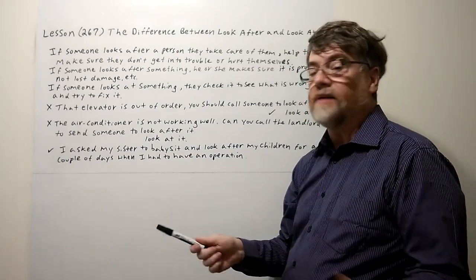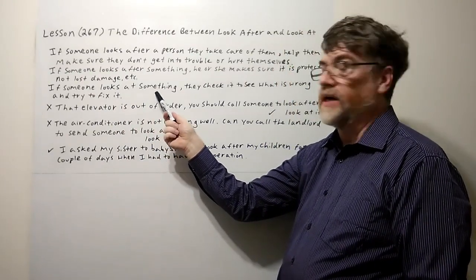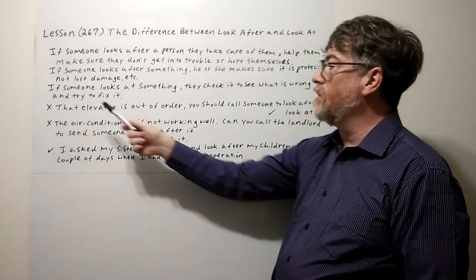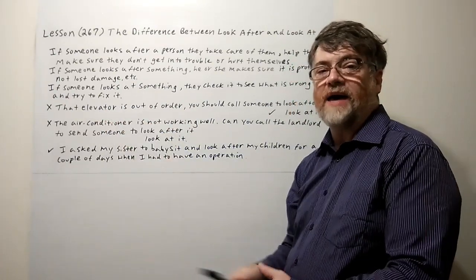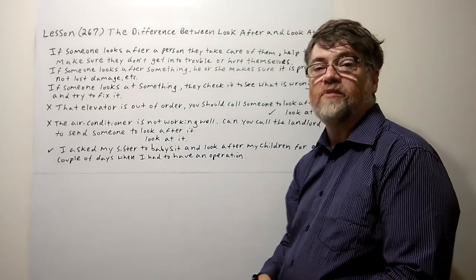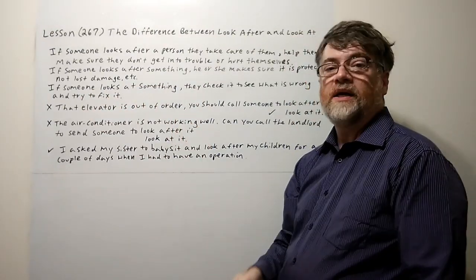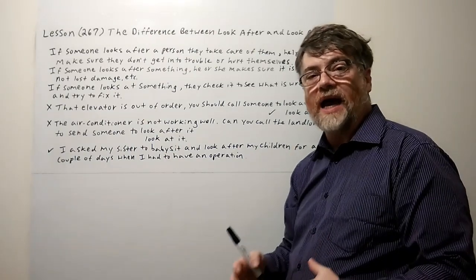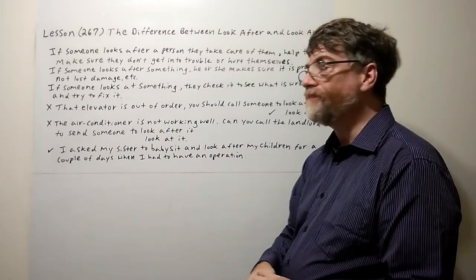All right, now if we say look at, let's continue here. If someone looks at something, in this situation, they check it to see what is wrong and try to fix it. Of course, you could say look at, meaning just directly look at someone too, but that's not the meaning we want here. We want this meaning here. If you call someone to look at something, you want them to check it out, see if there's a problem with it, see what's wrong with it.